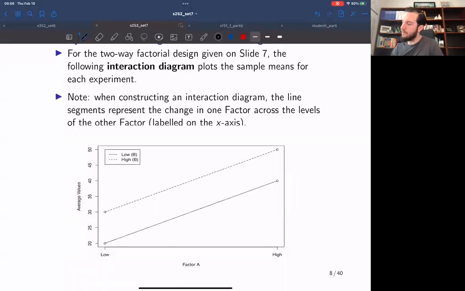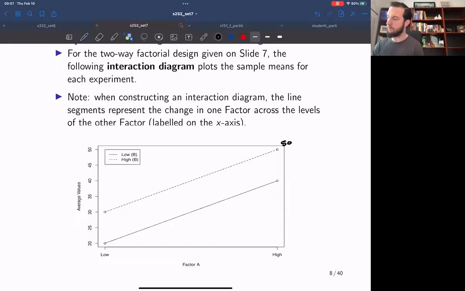Okay, so in this diagram, we have factor A on the x-axis, and then we have 2 points, low, high. And then we have factor B being indicated by the type of line. So the dashed line represents a high factor B, and the solid line represents a low B. And then on the y-axis, we have the average response values. Okay, so for example, this point here is going to be 50.